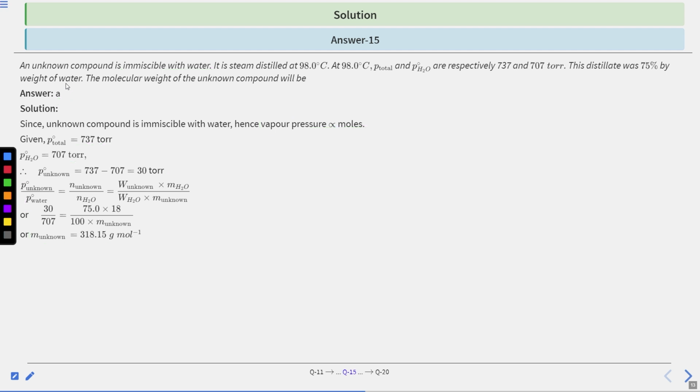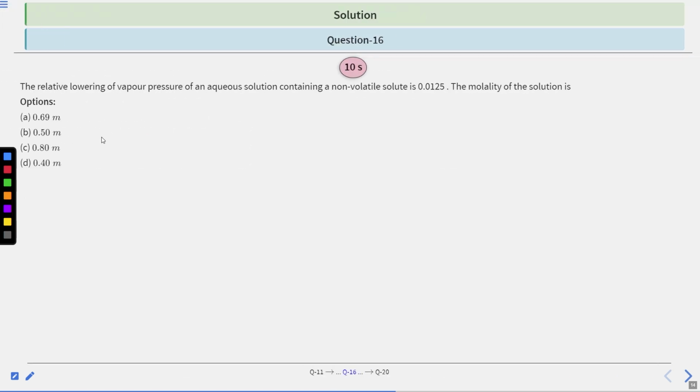Okay, let's move to question number 16. The relative lowering of vapor pressure of an aqueous solution containing a non-volatile solute is 0.0125. The molality of the solution is, so we have to find out the molality. Options are 0.69 molar, 0.50 molar, 0.80 molar, or 0.40 molar. So you have 10 seconds to solve this question. After that, we will see the answer.